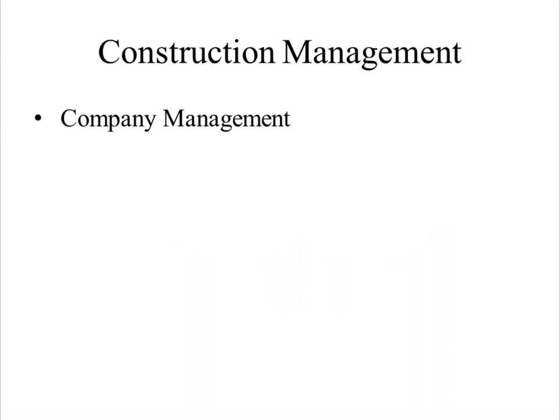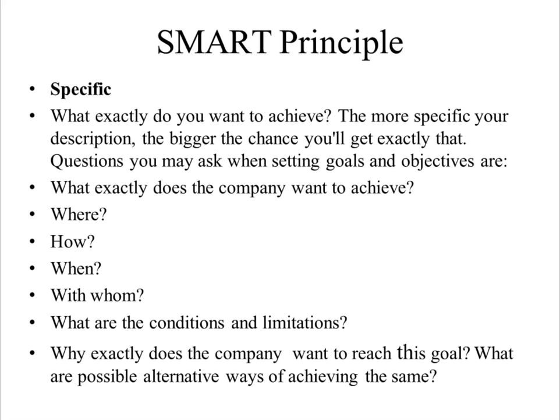We have seen that construction management is a mixture of company management and project management. Now we'll be seeing what is company management. Company management runs on the SMART principle. The S represents specific. In that, we need to ask what exactly do we want to achieve. The more specific your description, the bigger the chance you will get exactly that.